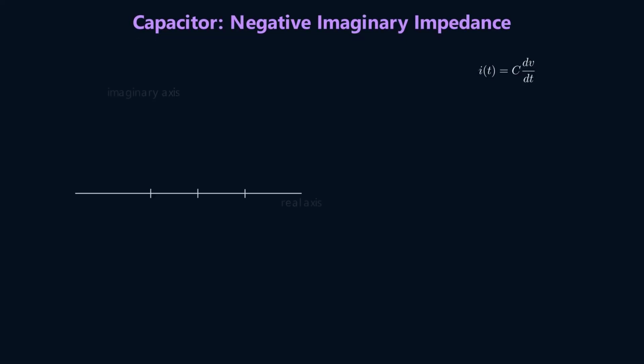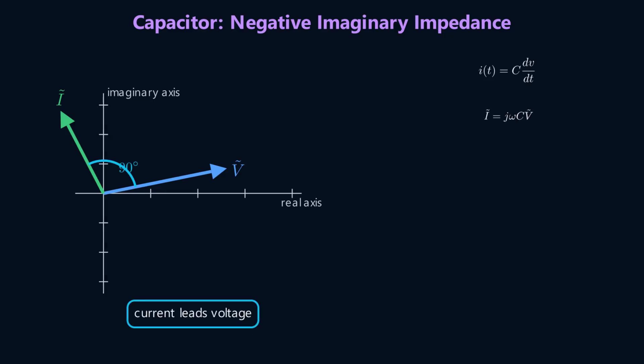For the capacitor, the time domain law starts as i equals C dv over dt. So, in phasor form, I equals j omega C V. Rearranging gives V equals 1 over j omega C times I. So the impedance is Z sub C equals 1 over j omega C, or negative j over omega C. Capacitive impedance lies on the negative imaginary axis and current leads voltage by 90 degrees. As frequency rises, its magnitude gets smaller.